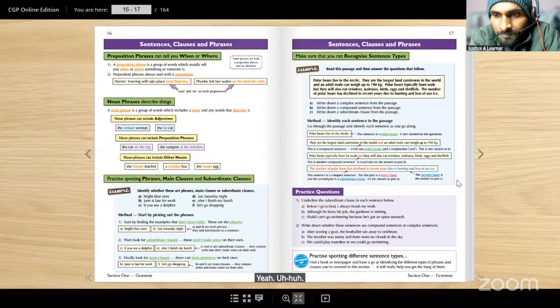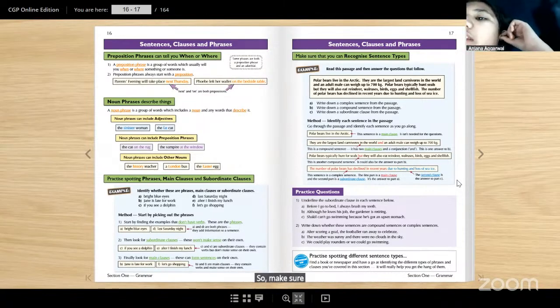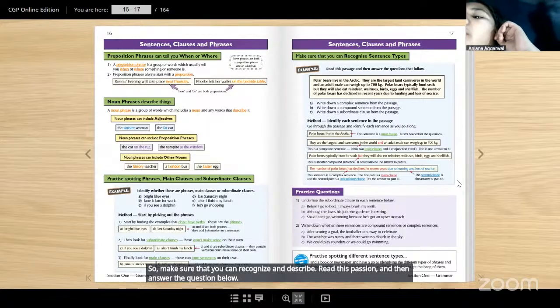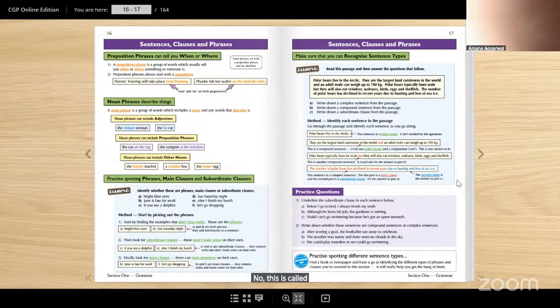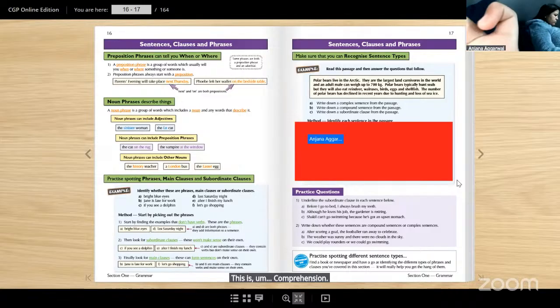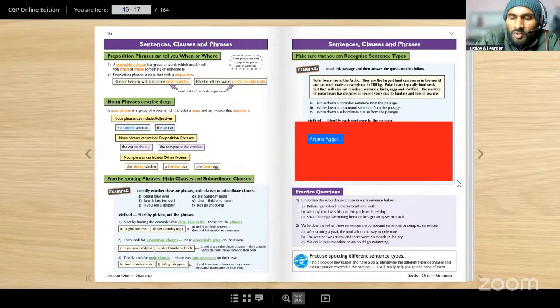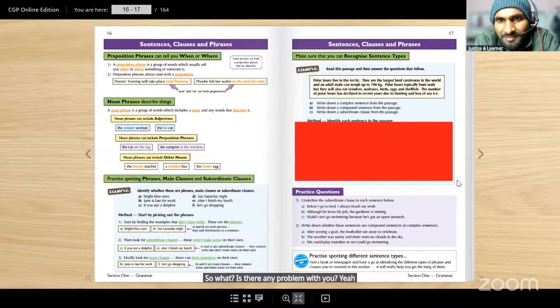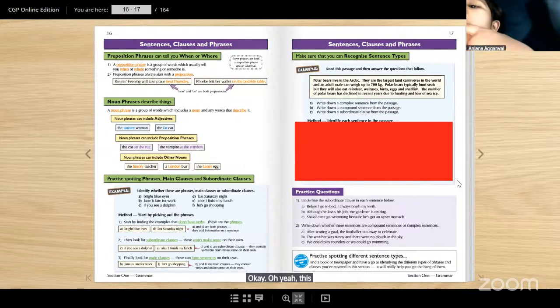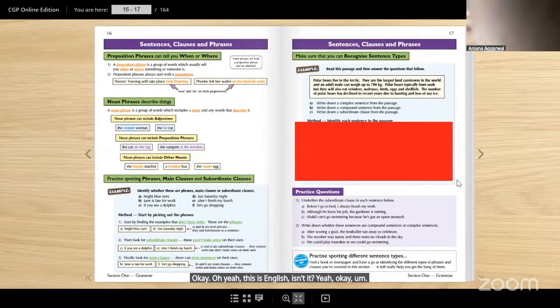So make sure that you can recognize sentence types. Read this passage and then answer the question below. This is called comprehension. Is there any problem with you? Oh yeah, this is English, isn't it?